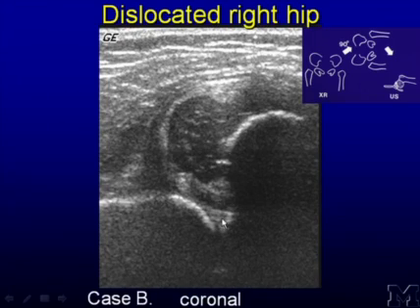And here's the femoral head. Acetabulum is here. And actually, this is very, very far posterior within the acetabulum, which we'll illustrate shortly. This is a completely dislocated right hip. So what would be important here is to see whether we're able to reduce it or not.